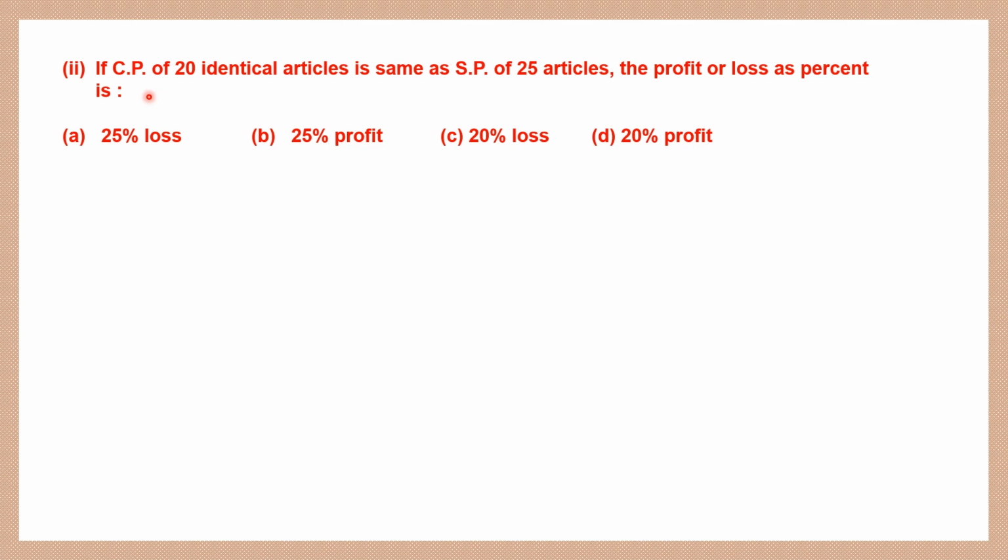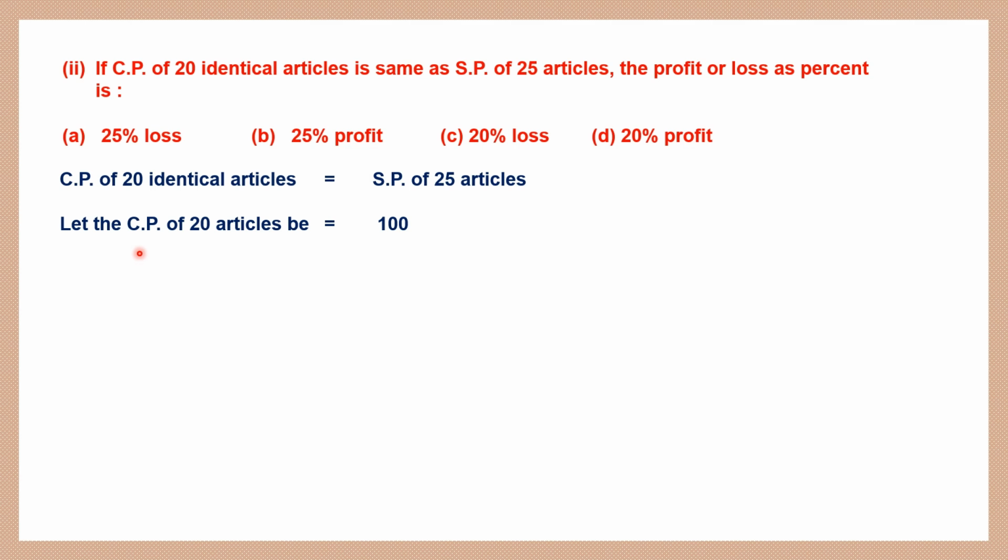Question 2. If cost price of 20 identical articles is the same as the selling price of 25 articles, the profit or the loss percent is what we need to find out. So, we are told that the cost price of 20 identical articles is equal to the selling price of 25 articles. So, let the cost price of 20 articles be 100 rupees. Let's take this as 100 rupees, the cost price of 20 articles.